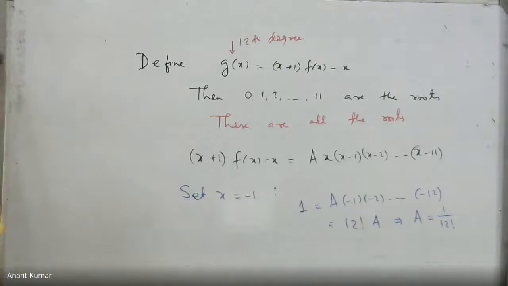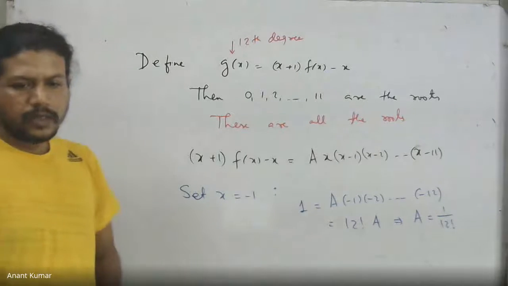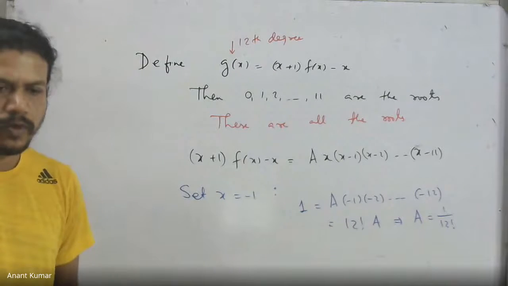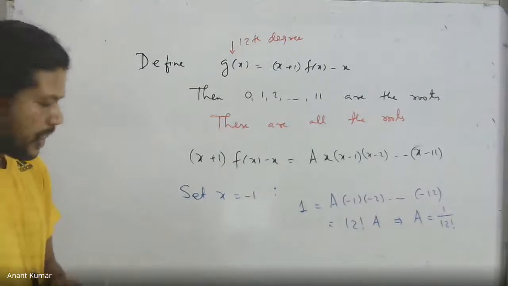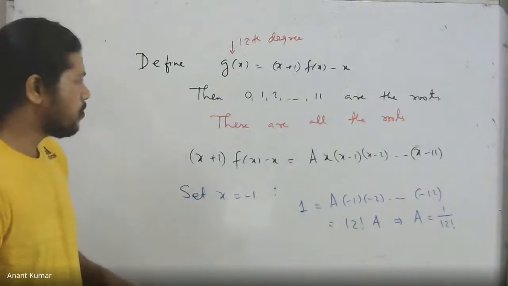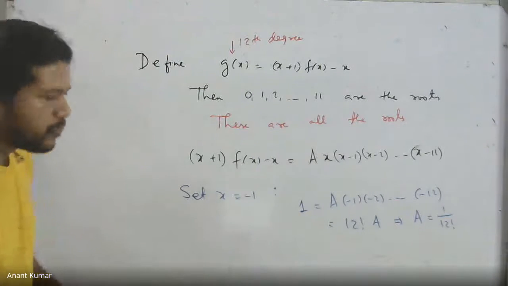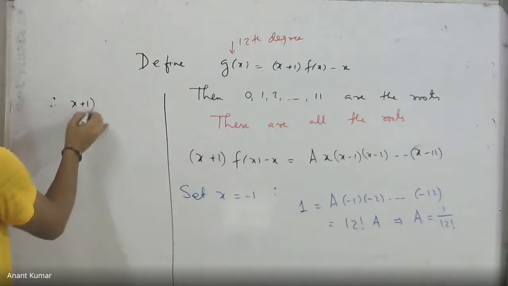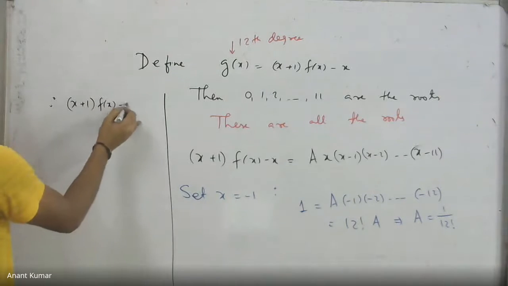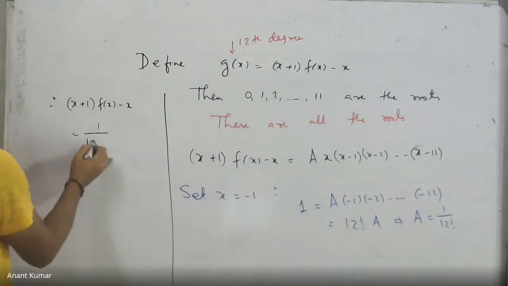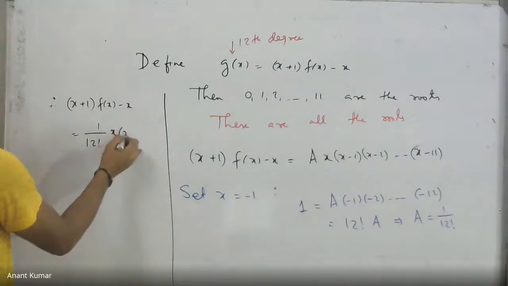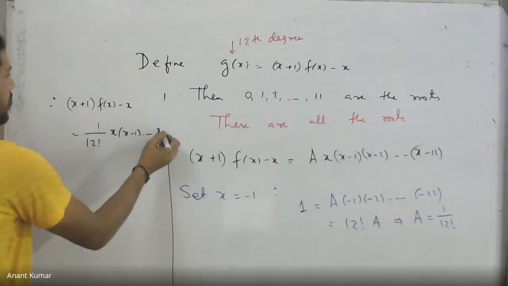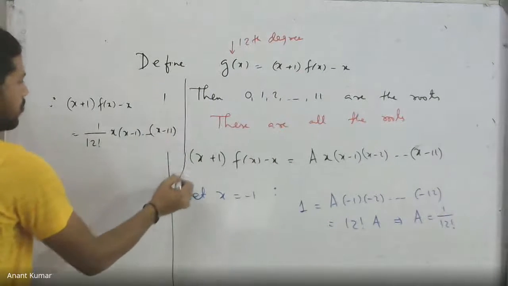I hope everybody knows about factorial by now. Anyway, that gives us the value of a. So we go back and put it in this expression. Therefore, we end up getting (x+1)(f(x) - x) is 1 by 12 factorial into (x-1) dot dot dot till (x-11). That's what I've got so far.